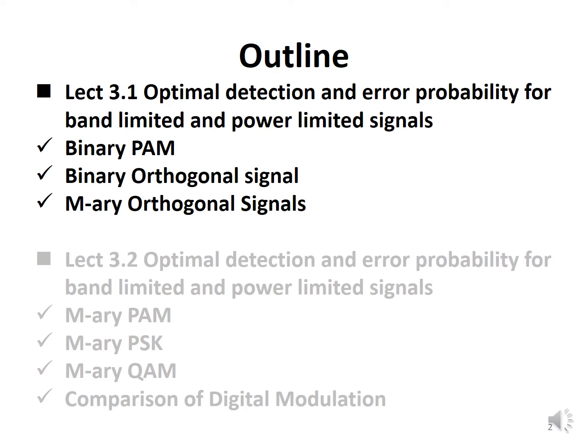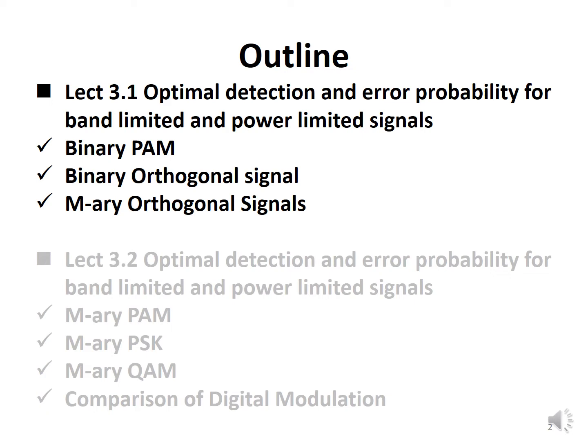parts, 3.1 and 3.2. In 3.1 we will discuss the error probability for three modulations: binary PAM modulations, binary orthogonal signals, and the M-ary orthogonal signals. So that would be for lecture 3.1.